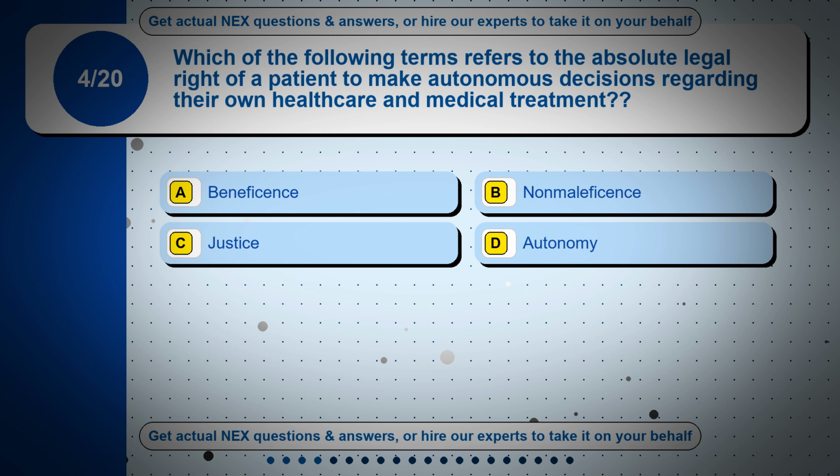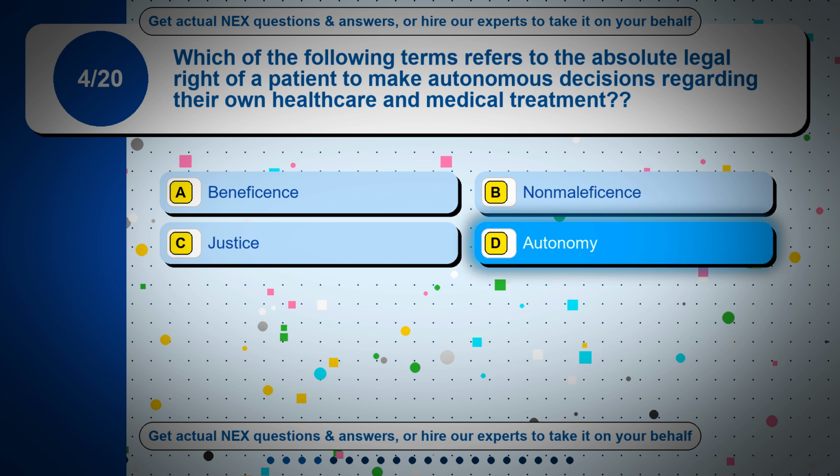Question 4. Which of the following terms refers to the absolute legal right of a patient to make autonomous decisions regarding their own healthcare and medical treatment? Option A. Beneficence. Option B. Non-maleficence. Option C. Justice. Option D. Autonomy. The correct answer is option D. Autonomy.